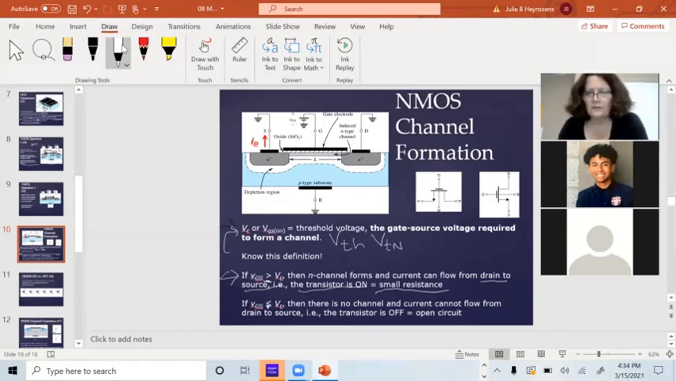If VGS is less than VT, there is no channel. Current cannot flow. The only thing you're going to see is leakage current, and the transistor is off. In this case, it's an open circuit, which is a very high resistance. So as long as VGS is greater than VT, it's on. I've got a channel and current flows. And we're treating this like it's a digital 1 or 0. In fact, there's a lot of gray area in between there.